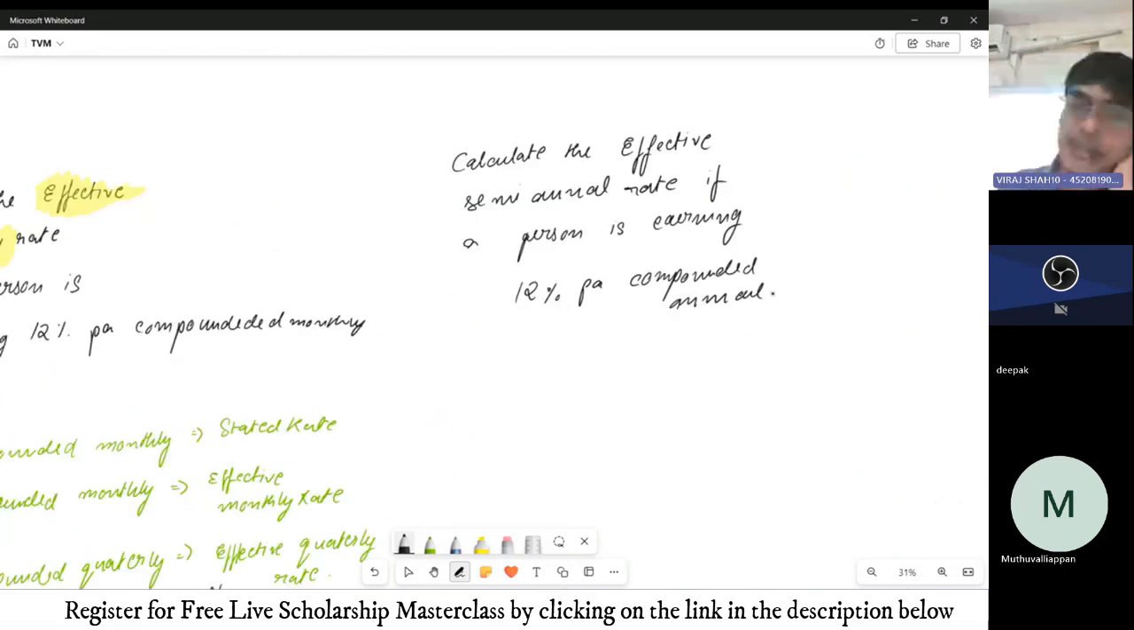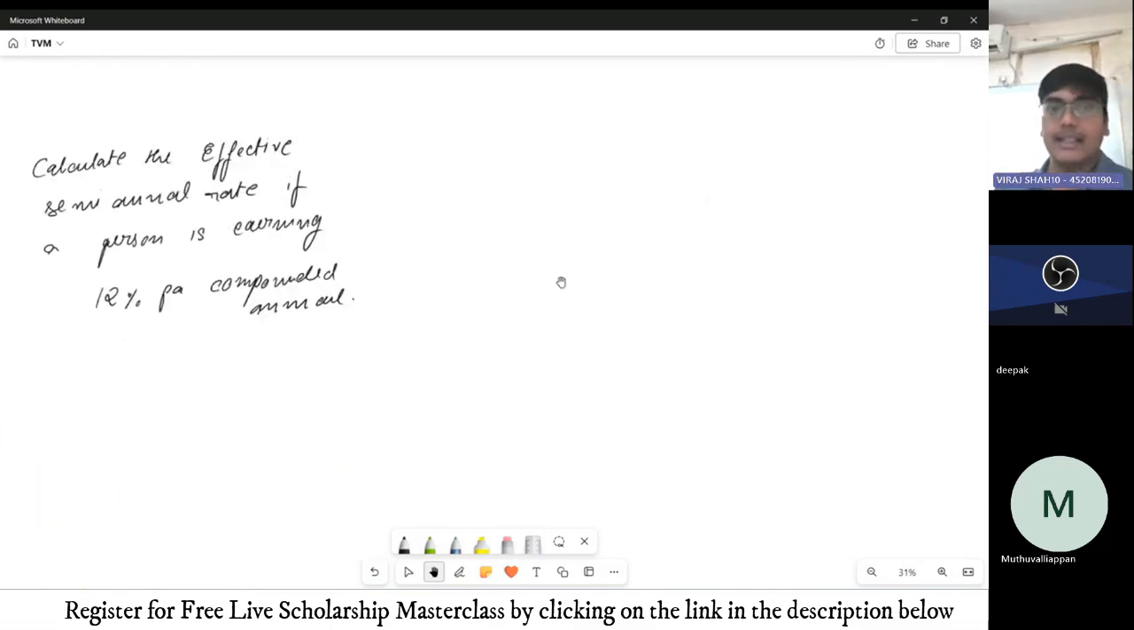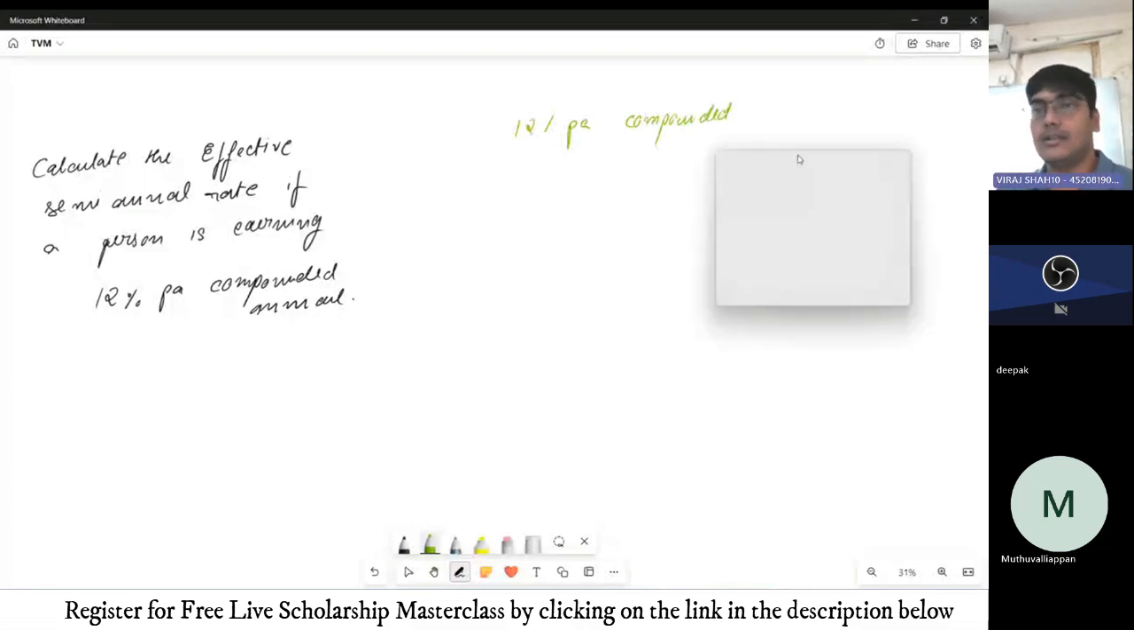Calculate the effective semi-annual rate if a person is earning 12% per annum compounded annually. Same method we will follow. What is given in the question? 12% per annum compounded annually.